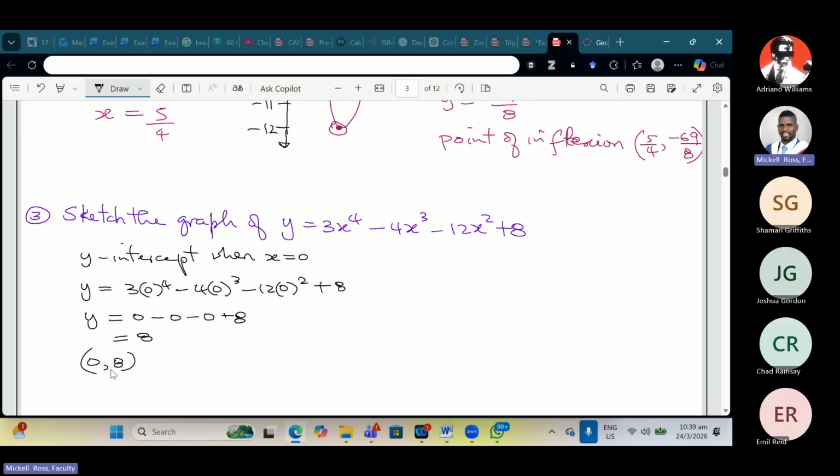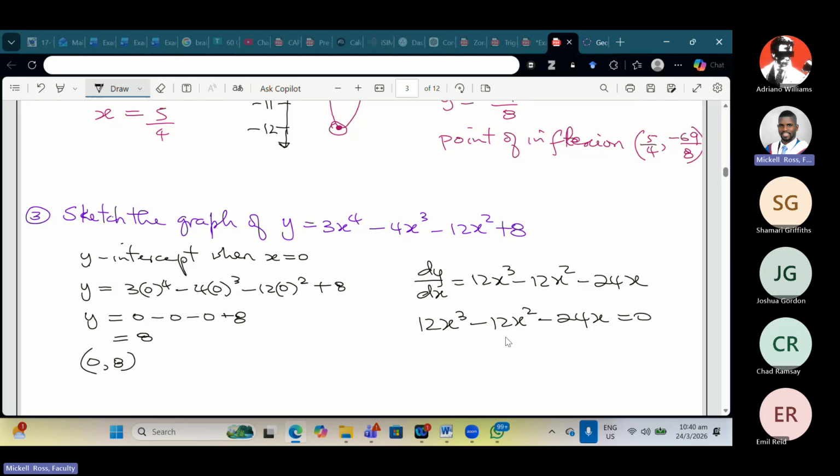So we're good there. Now at the stationary point, the gradient is going to be equal to 0. All right, so we need to find the first derivative. dy/dx is going to be equal to 12x cubed minus 12x squared minus 24x. And at the stationary point, the gradient is 0, so we get 12x cubed minus 12x squared minus 24x equal to 0.